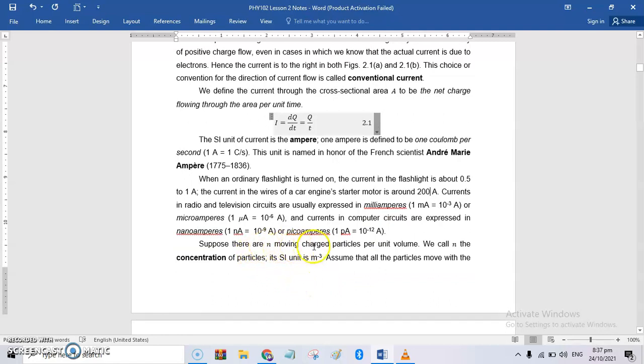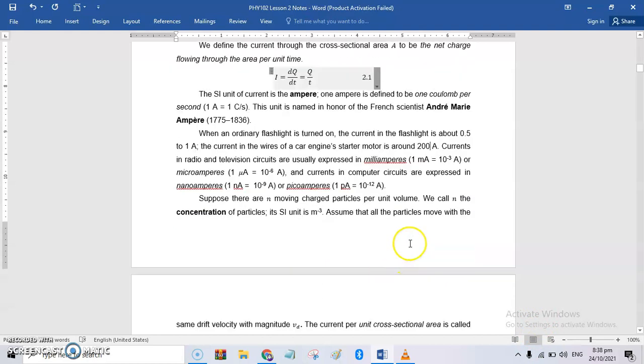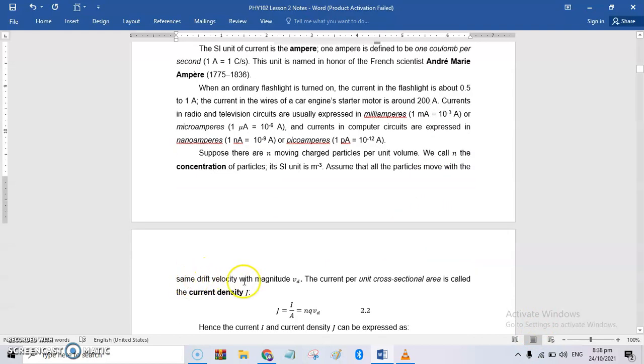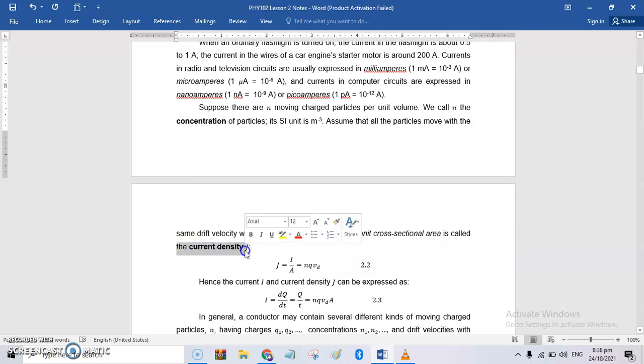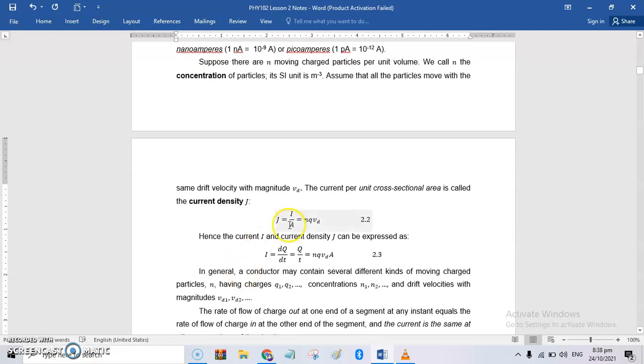Suppose there are n moving charged particles per unit volume, and we call n the concentration of particles. Its SI unit is m to the minus 3. And assume that all particles move with the same drift velocity with magnitude Vd. The current per unit cross-sectional area is called current density. The difference is that current density depends on the area. And what is the area? The area of the wire, our copper wire.